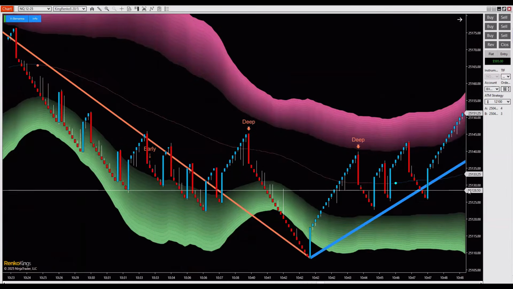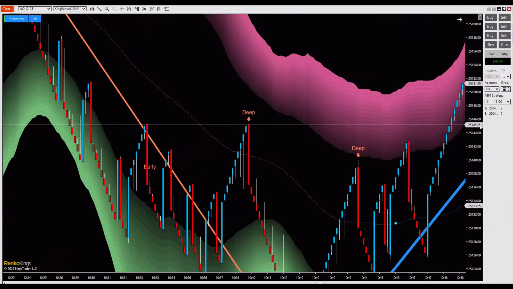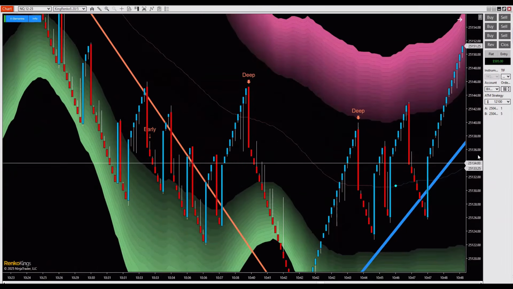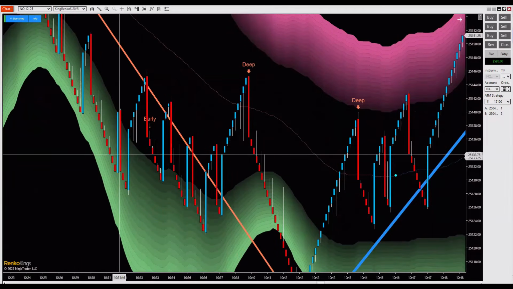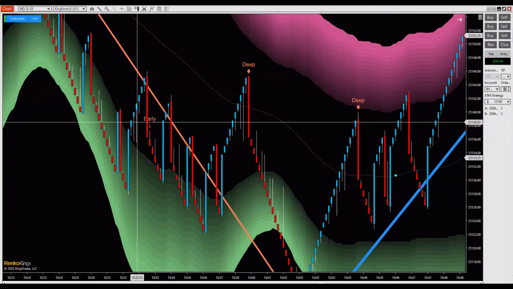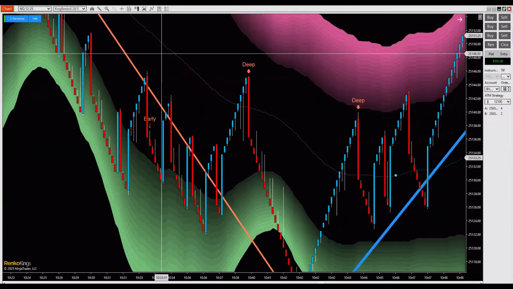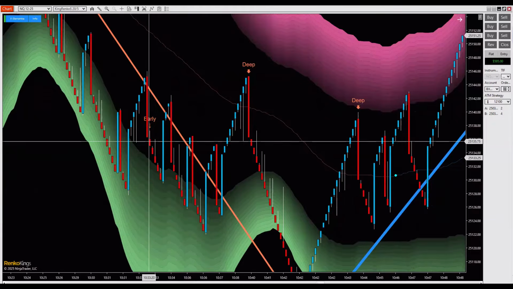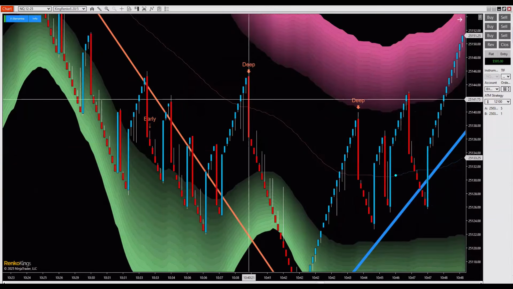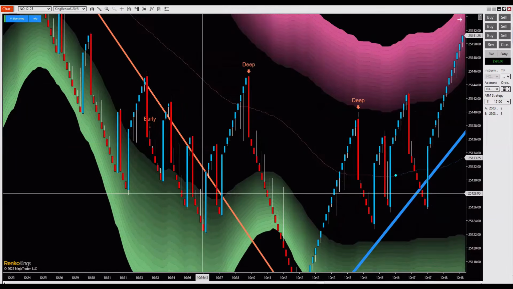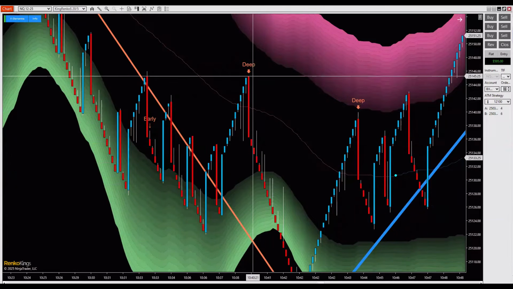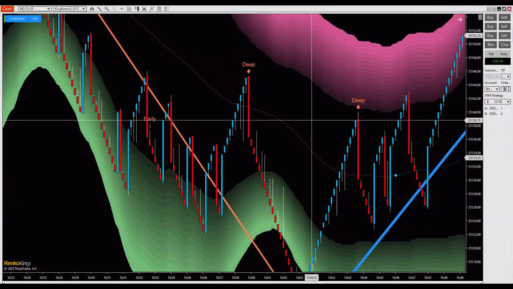So here's the early entry. That's right over here. So the early entry would occur before price reaches the moving average. So that's the difference. The early one occurs before the deeper retracement occurs, when price actually touches and goes beyond the moving average.